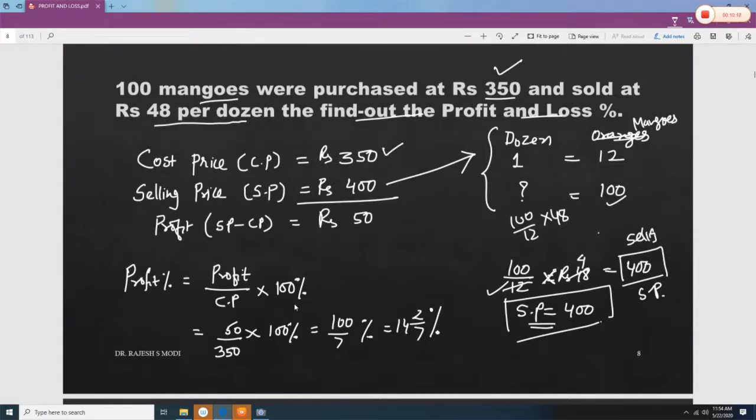But everything is in numbers, and here there is a catch. Rupees 350 is given, so again it is the case of an amount. So profit is 50 rupees, and because it is a case of amount, it is divided by CP, times 100. So that comes to 14 and 2 upon 7 percent.